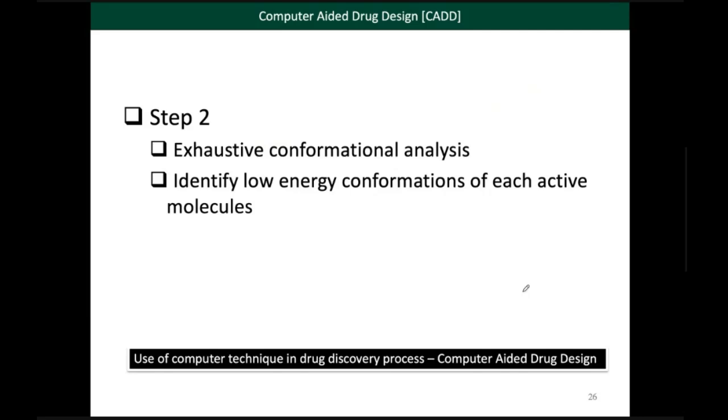So coming to the second step, right? In the first step, we just collected a set of ligand molecules with known biological activity, with certain considerations. So what's the second step? For all the molecules in the data set, in the second step, we have to do an exhaustive conformational analysis. You may have a question: what is this exhaustive conformational analysis? I hope that BTech students, at least, know what is meant by conformational analysis, right?